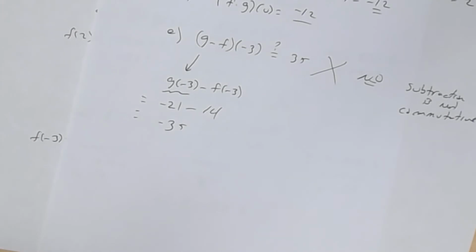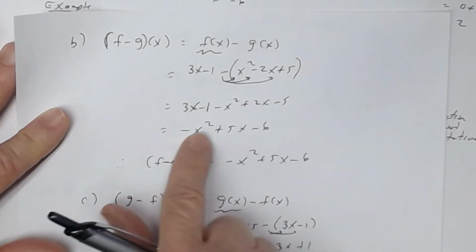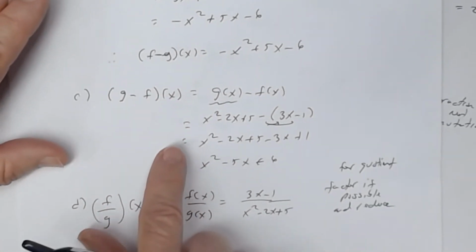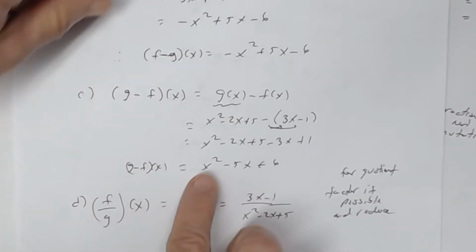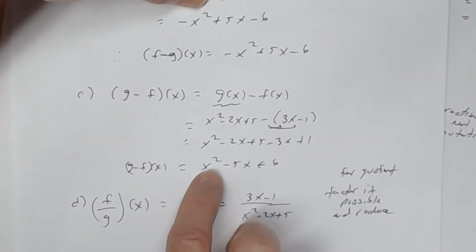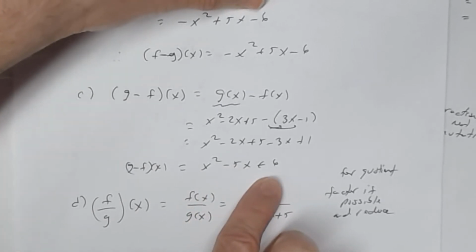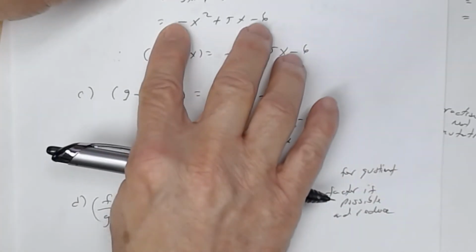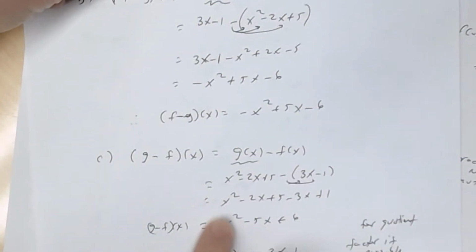And it kind of makes sense, because I want to bring you back to the previous lesson real quick. In the previous lesson, we found f minus g at x, and we got this variable expression. And then we found g minus f at x, and we had this variable expression. What do you notice about these two? They're opposites. Negative x squared, positive x squared. Positive 5x, negative 5x. Negative 6, positive 6. So this is the opposite of this. But again, as long as you're looking at f minus g versus g minus f.